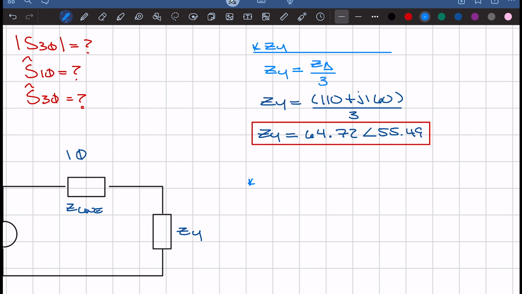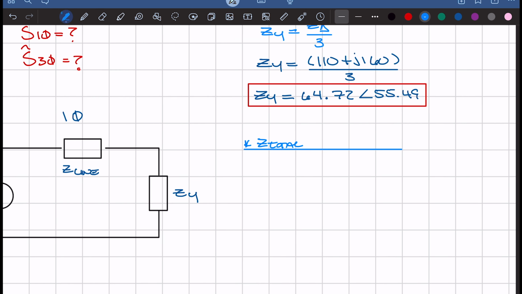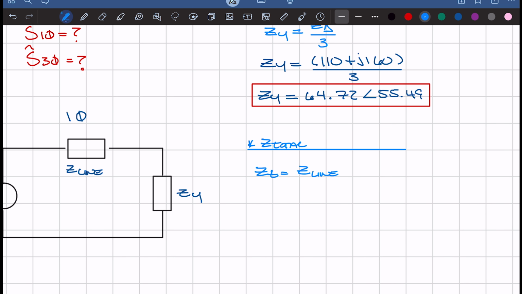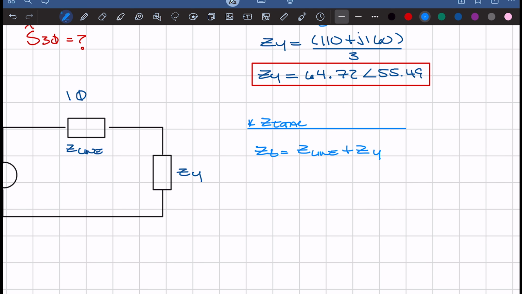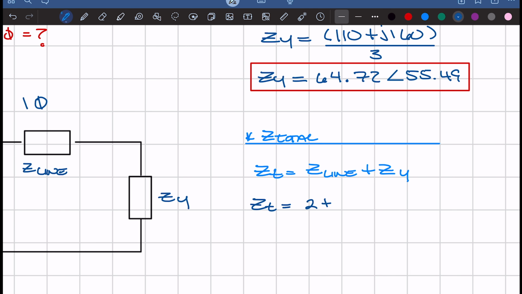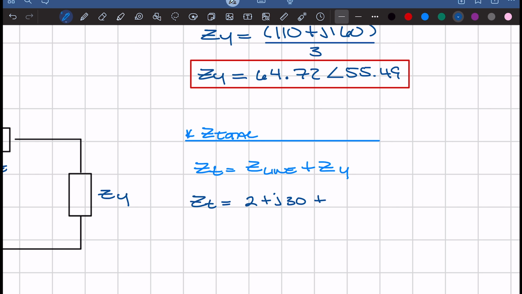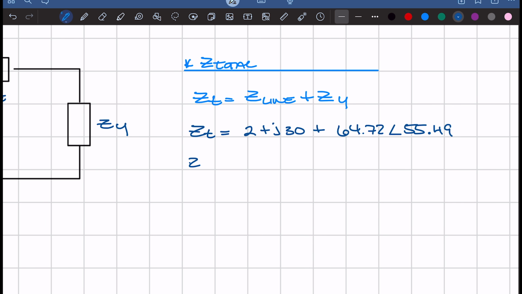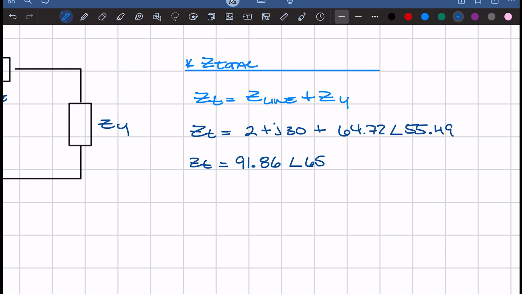Now let's solve for Z total. So Z total is equal to the Z line plus ZY. So that gives us the quantity 2 plus j30 plus 64.72 at an angle of 55.49. So our Z total is 91.86 at an angle of 65.10 degrees.